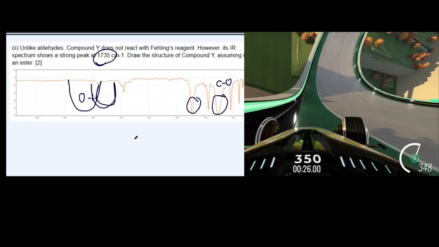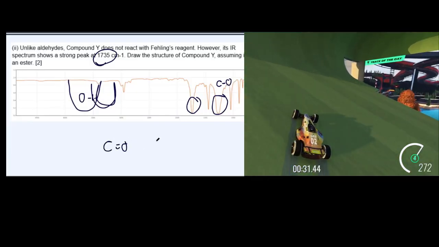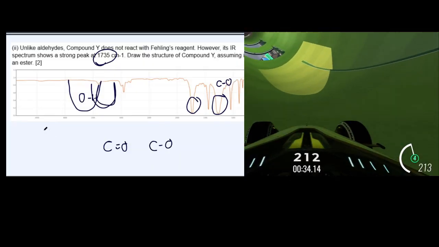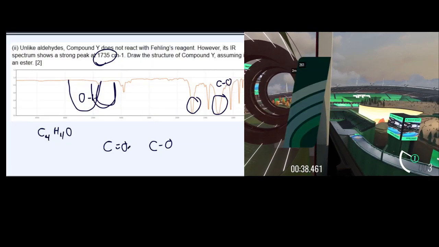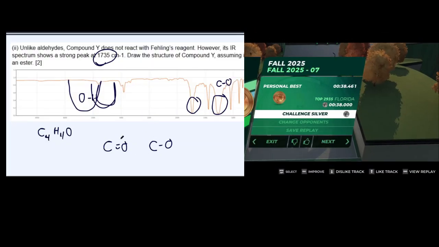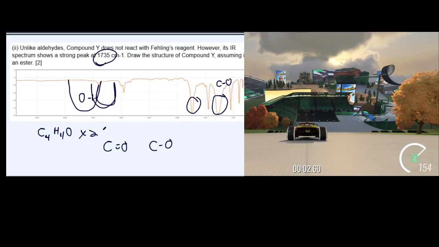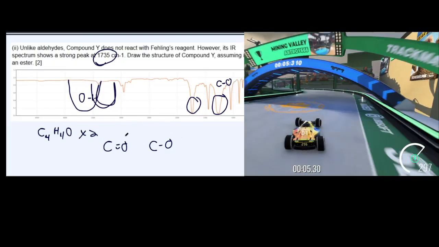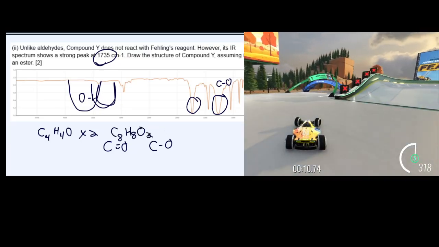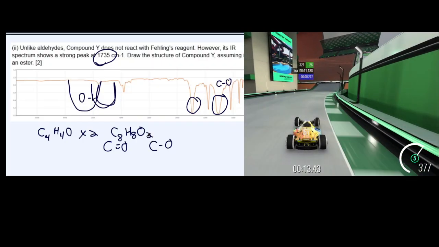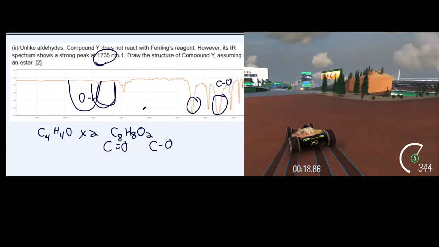So that means we have something that has both a double-bonded O and a C-O. The other thing we know is that it comes in the ratio C4H4O. We should immediately think, wait a minute, I have 2 different oxygens here and I only have one in the formula. I'm going to have to double this in order to make it work, because I need 2 oxygens. So now we have C8H8O2 as our formula, and we have to figure out what kind of molecule has this kind of structure.